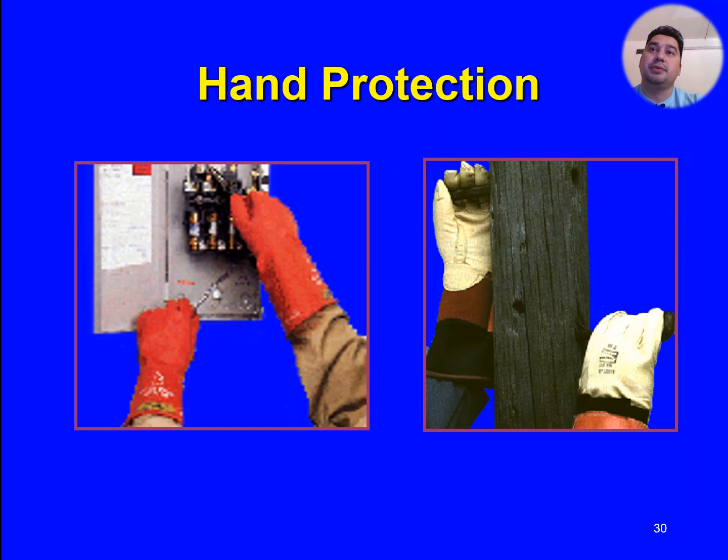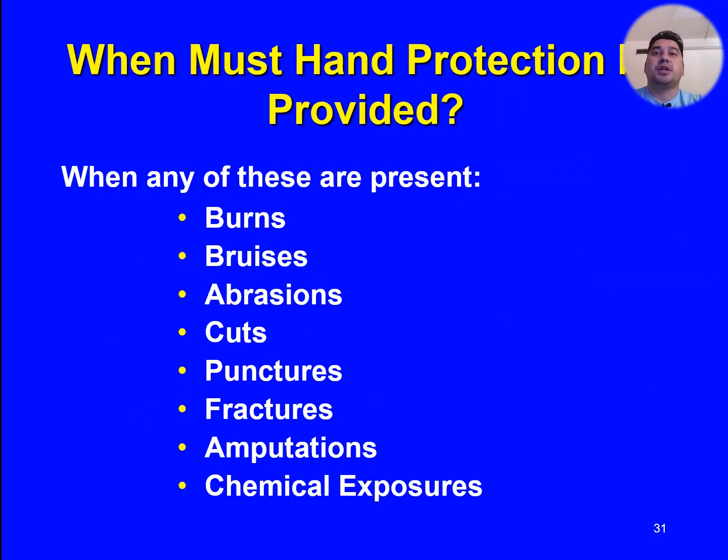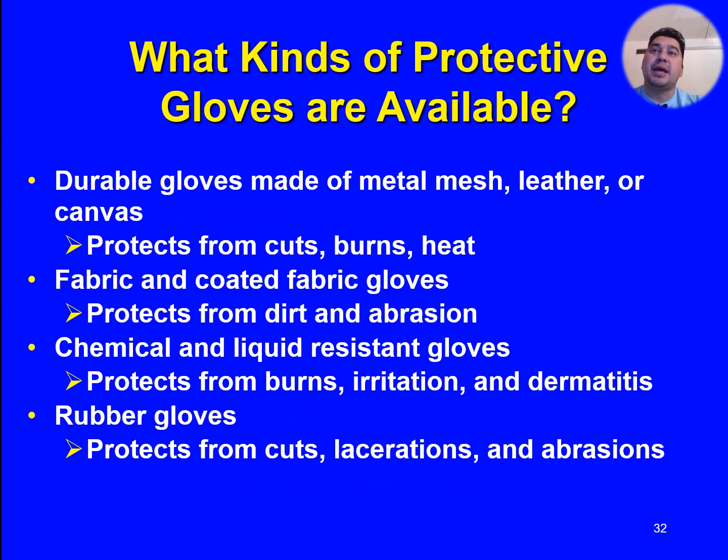have to use gloves. When is hand protection provided? When any of these are present: burns, bruises, abrasions, cuts, punctures, fractures, amputations, and chemical exposures, then you have to provide hand protection. What kind of protective gloves are available? Durable gloves made of metal mesh, leather, or canvas protect from cuts, burns, and heat.